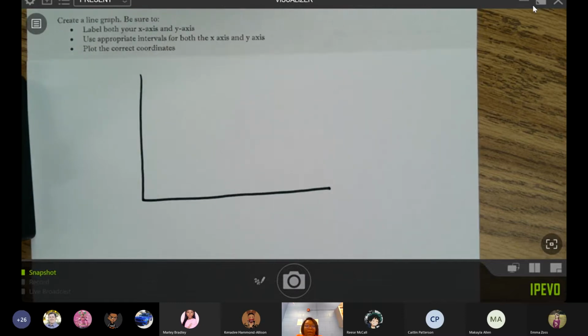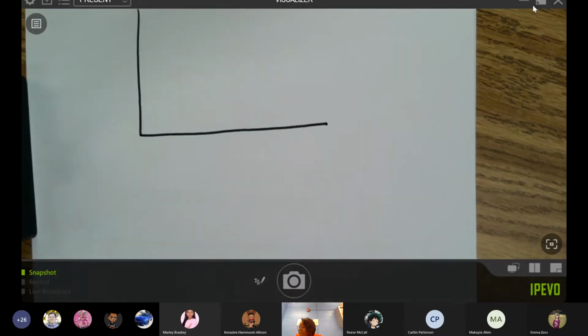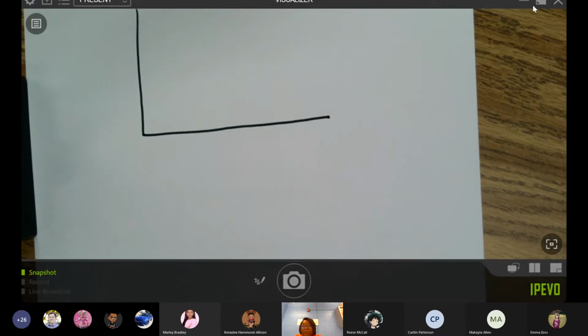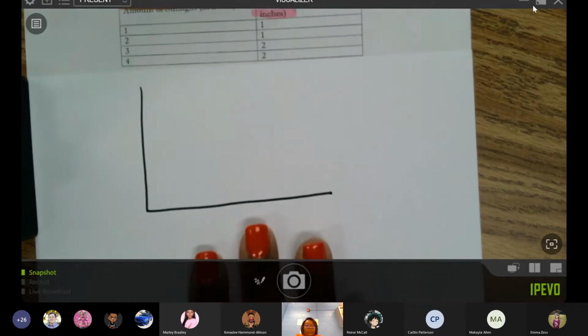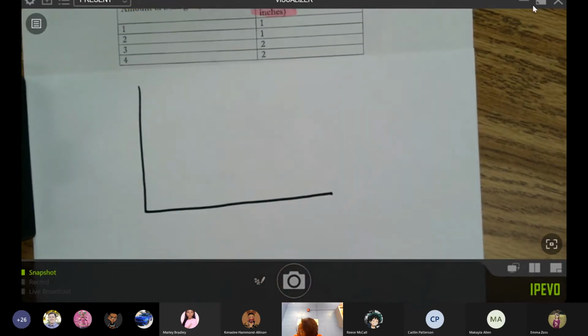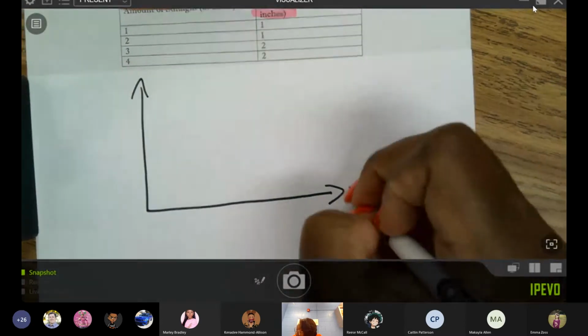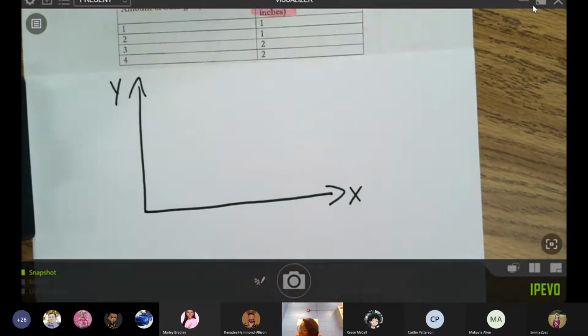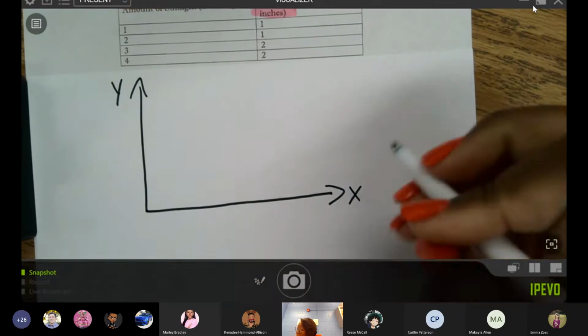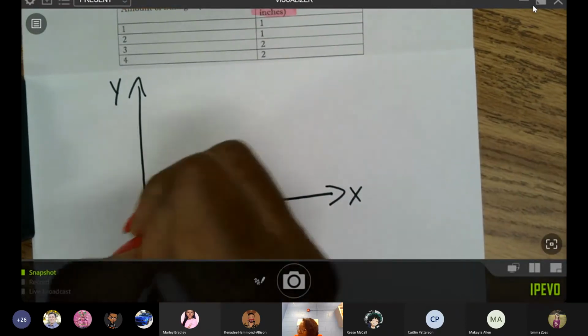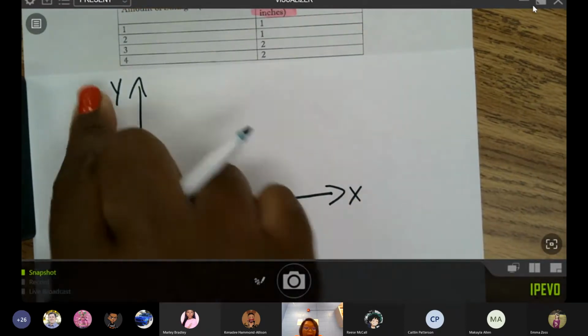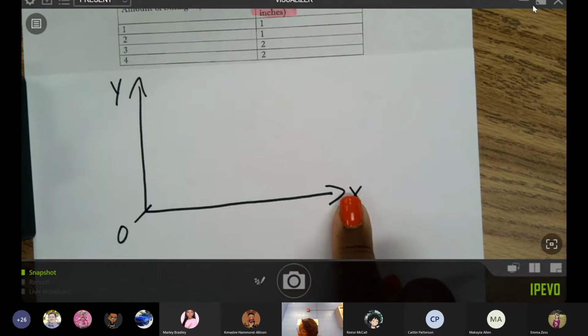We're going to create our X and Y axis. Because we are just learning how to graph in quadrant 1 of this coordinate plane, it's going to be important that we continue to label our X and Y axis.